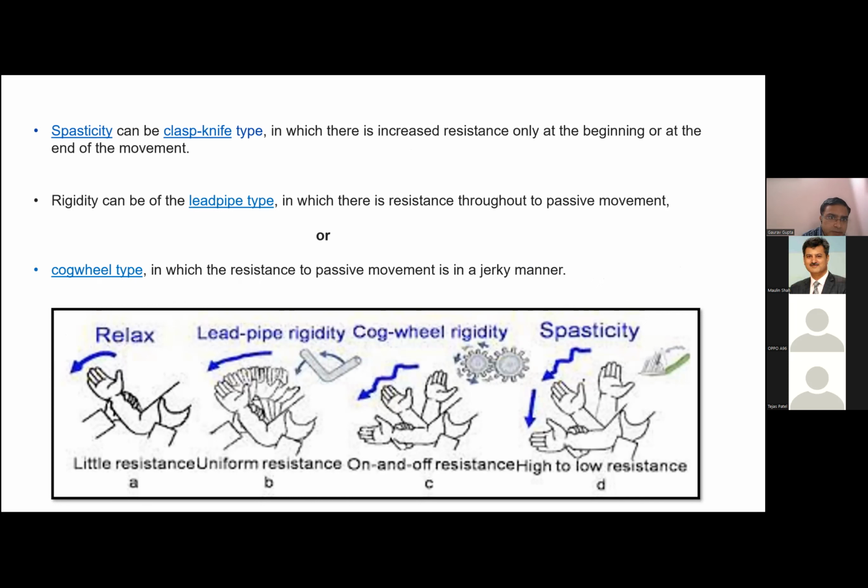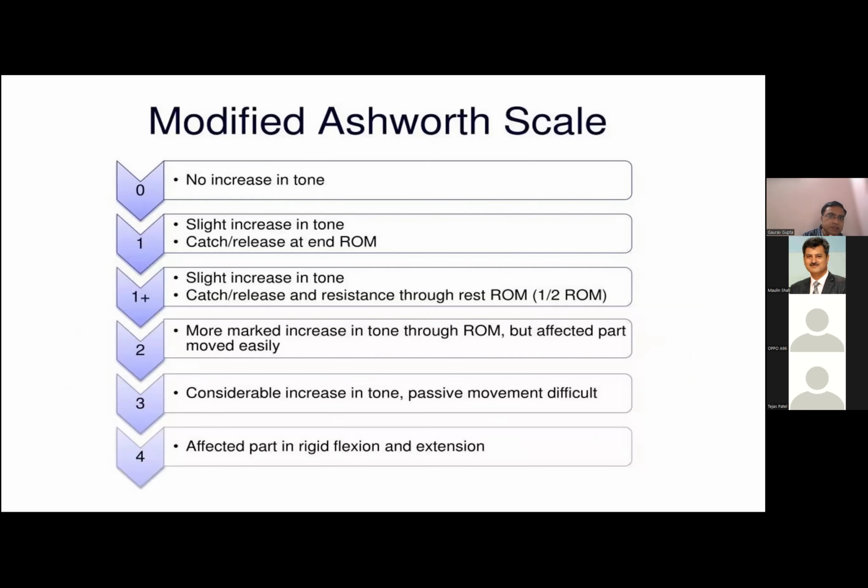And rigidity, as it is velocity independent, has a continuous increase in resistance, like bending of a lead pipe, or it can be a cogwheel type where there is an on and off change in resistance to passive movement in a jerky manner, like moving a cogwheel. So we can measure this spasticity by various scales. One of those is the modified Ashworth scale, where we grade.